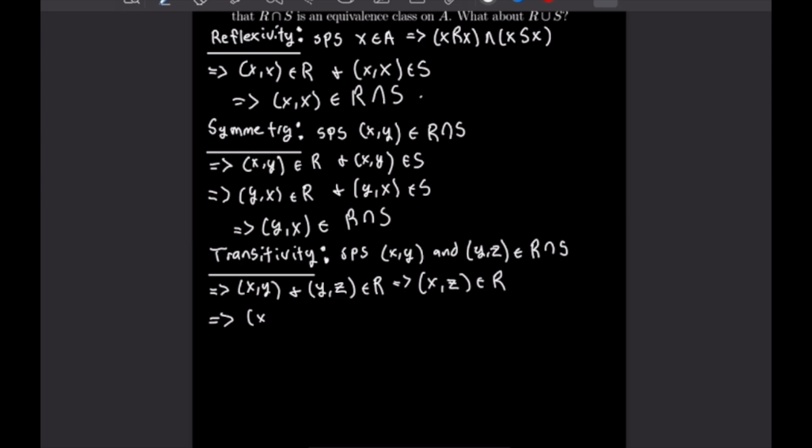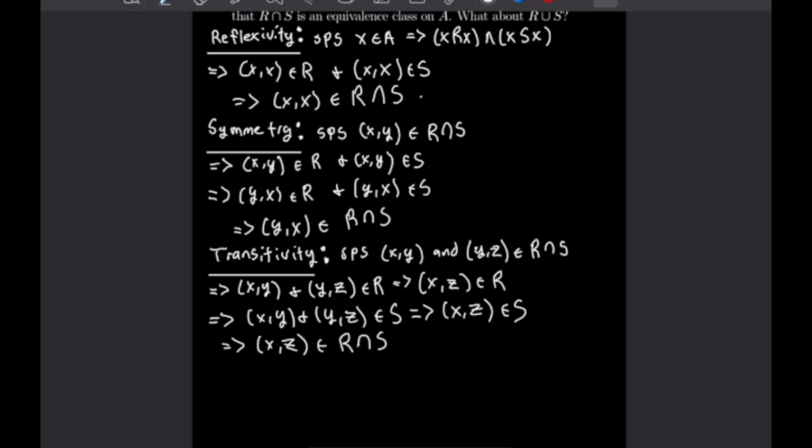That will give us that (x, y) and (y, z) are in S. And by the inherent transitivity of S, that means that (x, z) will be in S. And by definition of the intersection, that means that (x, z) will be in the intersection of R and S. Great. So we've proved reflexivity, transitivity, and symmetry, which means we have proved that this is an equivalence class on A. So next we just want to talk about R union S.